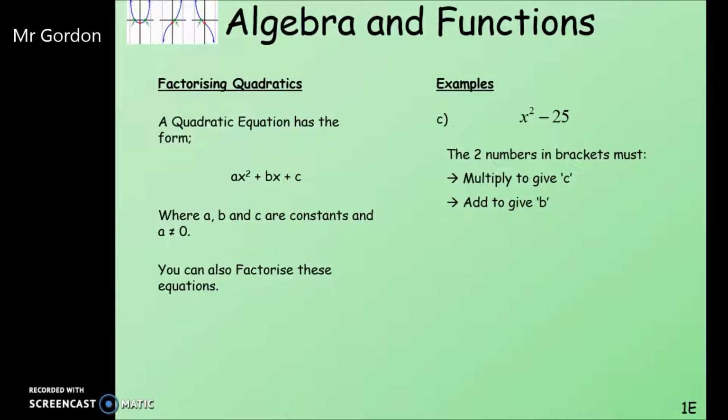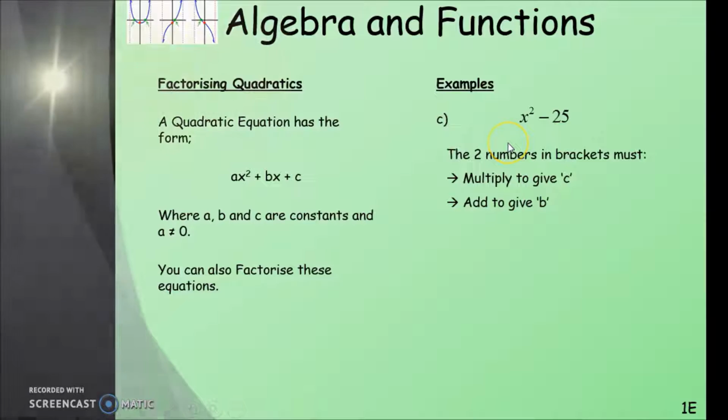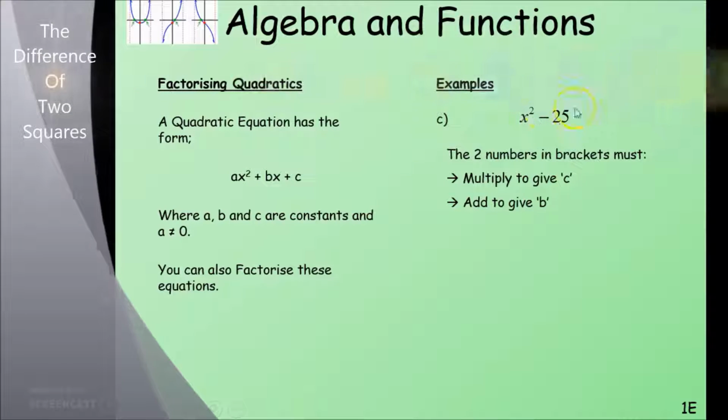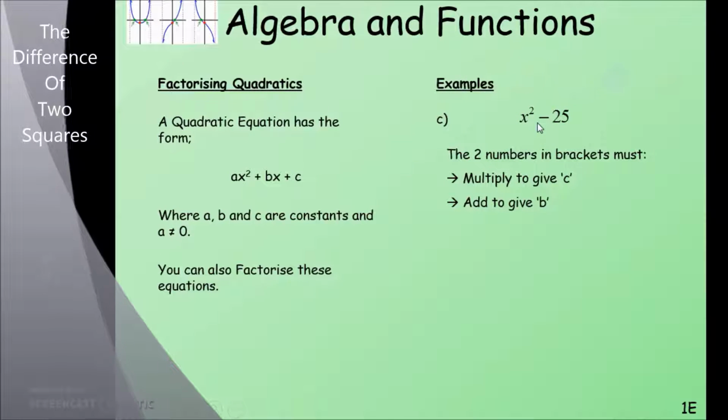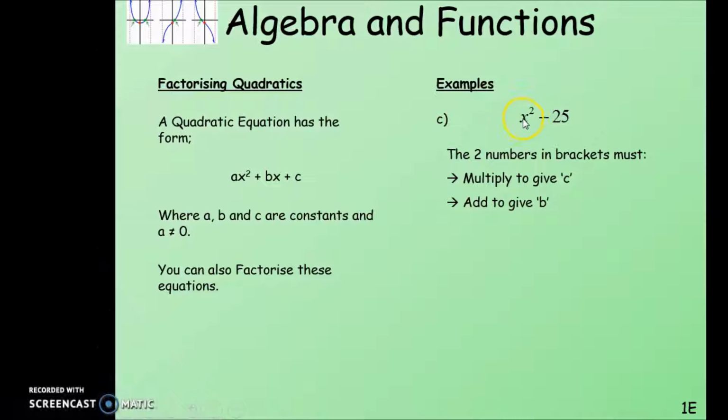Mr. Gordon here. Just a short video, a bit of an addition to the previous video on exercise E. It's a special case of factorising. So we're going to look at something called the difference of two squares. So you have two terms, that's where the 2 comes from.